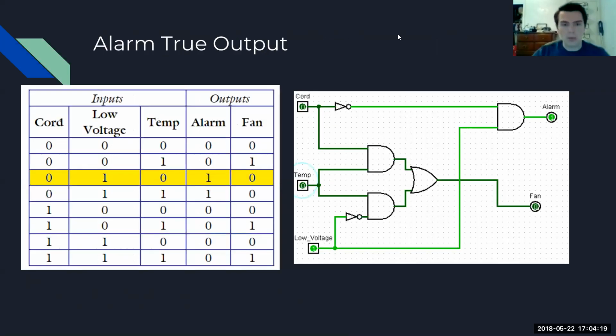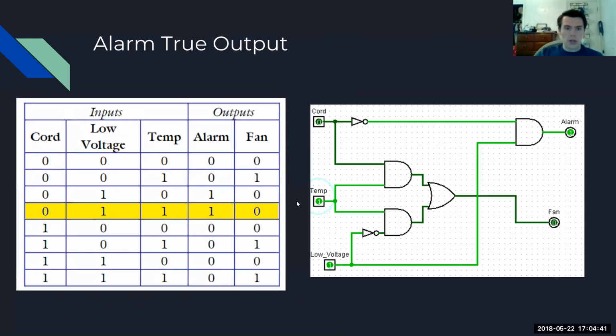So for the alarm, we had two true outputs. The first true output occurs when our low voltage is true, and the other terms are false. Our cord in this case is false. We can see our output is 1. And we also got a true output for the alarm when our low voltage input was true and our temperature input was true. As we can see in this diagram, those are true, and our alarm output is also true.